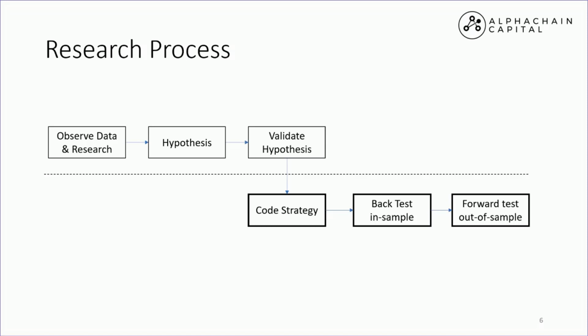So the first three parts: observe data and research, form a hypothesis, and then we validate that hypothesis using statistical analysis. Now, for our purpose from this video, we're going to consider we've done all the first three parts, and we're just now going to focus on everything under the dotted line. So we're going to focus on coding our strategy, putting that into code, developing it, backtesting in sample, so backtesting it for a certain period, and then we're going to forward test the strategy in out of sample. So out of sample is the rest of the data that we haven't already backtested on.